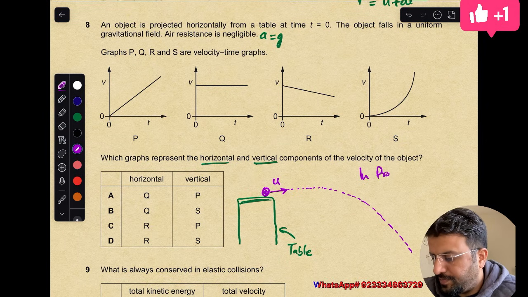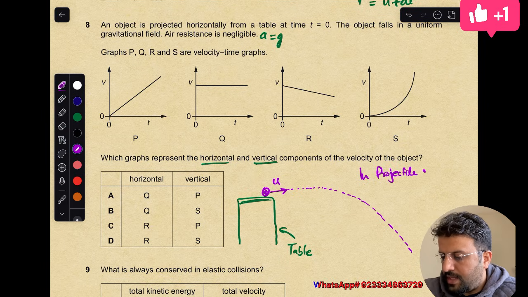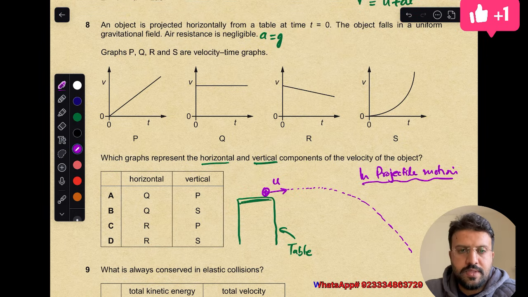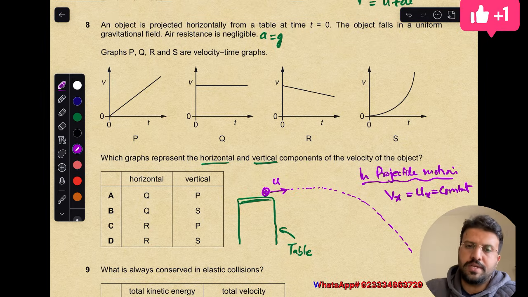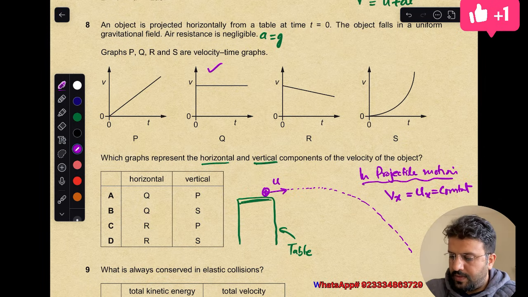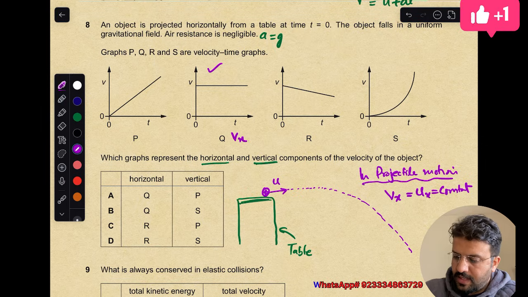So what we know in projectile motion, as there is no other force than gravity, there is no acceleration in the horizontal direction, right? So we know Vx is equal to Ux, it will remain constant. There is no acceleration in the horizontal direction, so there is no change in the horizontal component of the velocity. So it's pretty easy. Horizontal will be this thing, it's not changing, so this is Vx.